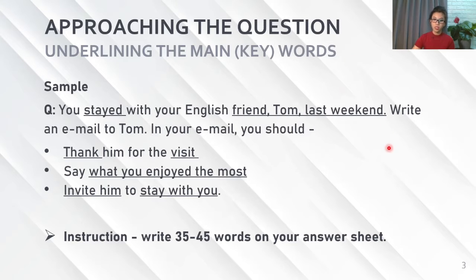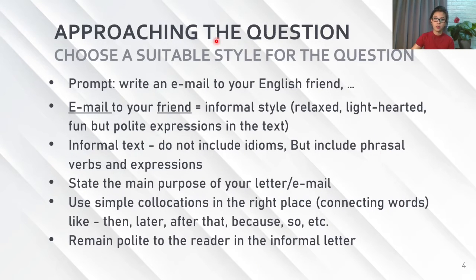So, all right, this is underlining the keywords, and the next one is choosing a suitable style for the question. Suitable writing style: formal or informal. According to the prompt, it says write an email to your English friend. So right now, you see that it is your friend. When you're with your friend, you feel very relaxed, and you have fun around them. When you are with your friends, you are very open to them, you are very relaxed.